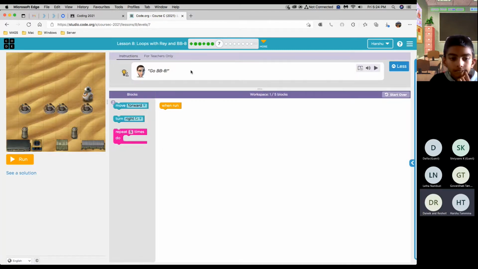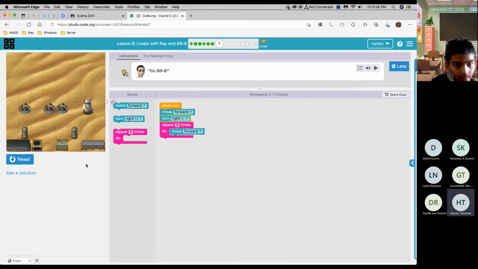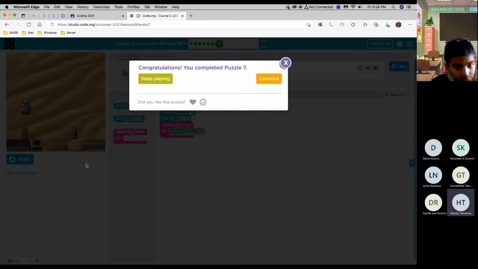So go BB-8. Yes, you can do that. Okay, so move forward. Yep. Turn right. Yep. Then repeat. Yep. Forward. Okay. Let's run it and see if that's correct. That's correct. Good job.